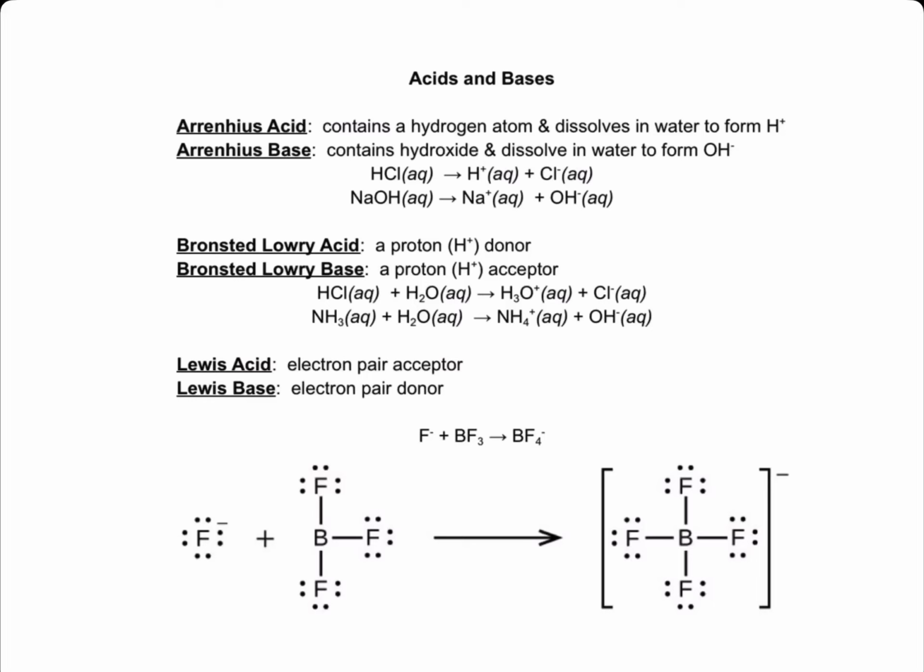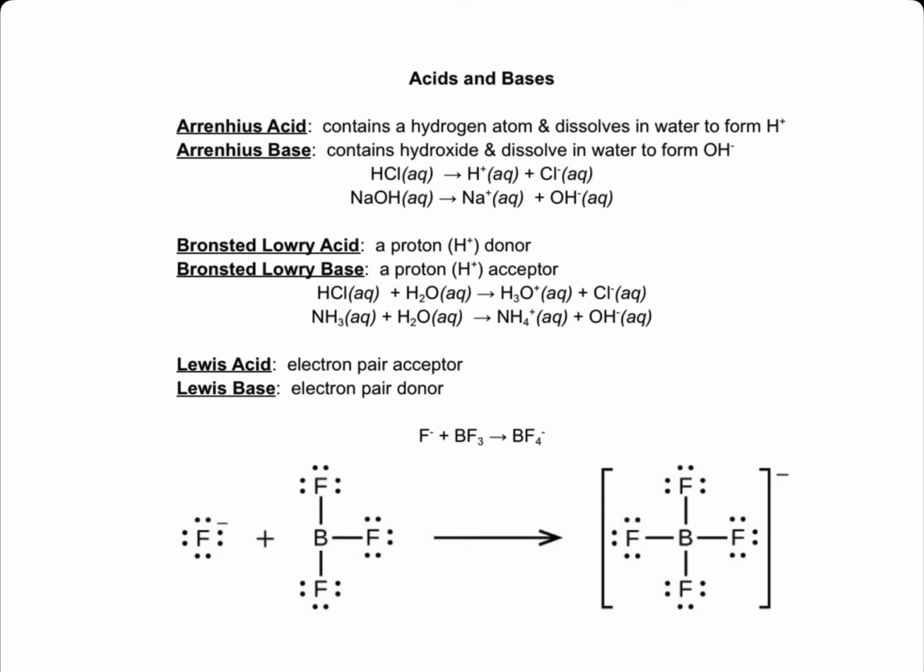We're going to talk about acids and bases, their definitions, and how to identify them in a chemical equation. Usually, acids contain hydrogen atoms and bases contain hydroxide. However, that's not always the case. So we have three different theories to help us identify which ones are acids and which ones are bases.